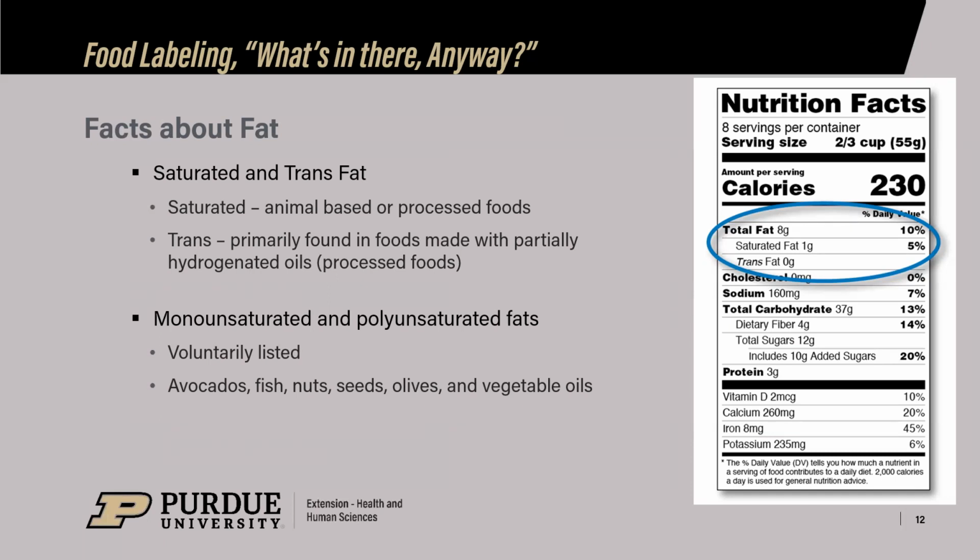Then we have the monounsaturated and polyunsaturated fats. Unsaturated fats are the good fats, so those are the ones you want to consume more of, and they're heart healthy. They can be found in avocados, different nuts, fish, and oils. And these are voluntarily listed on food labels, so food companies do not have to put the unsaturated fats on there.